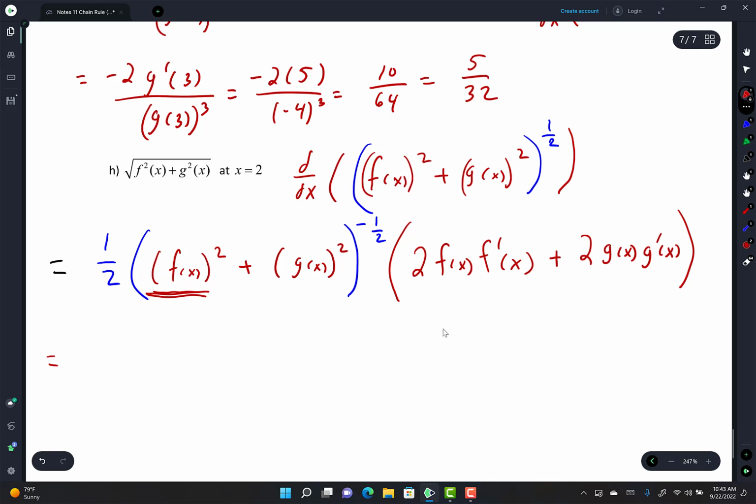Now I'm going to write everything in red. This is in my numerator. This goes to the bottom because of the negative 1/2. And remember that 1/2 means square root. Do you want me to show the steps or just do it in one step? Okay, I'll show the steps. All right, here we go.